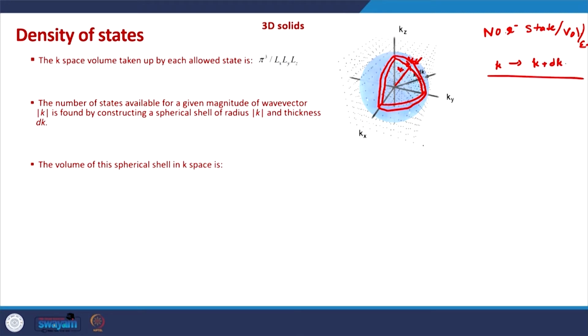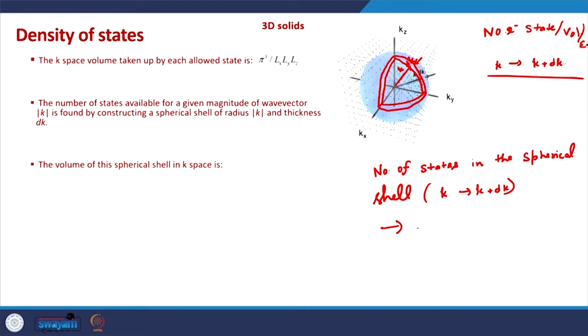So, now the number of states in the spherical shell, which means in the range from k to k plus dk, will correspond to electronic states in the energy range from E to E plus dE. Okay, so the number of electronic states which lie in the spherical shell will correspond to the electronic states in this energy range, from E to E plus dE basically. Okay, so now let us do a simple calculation.